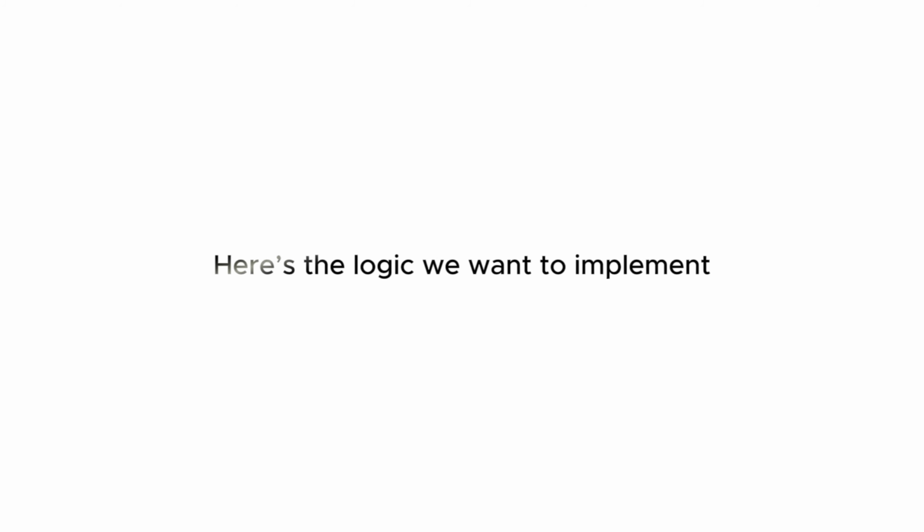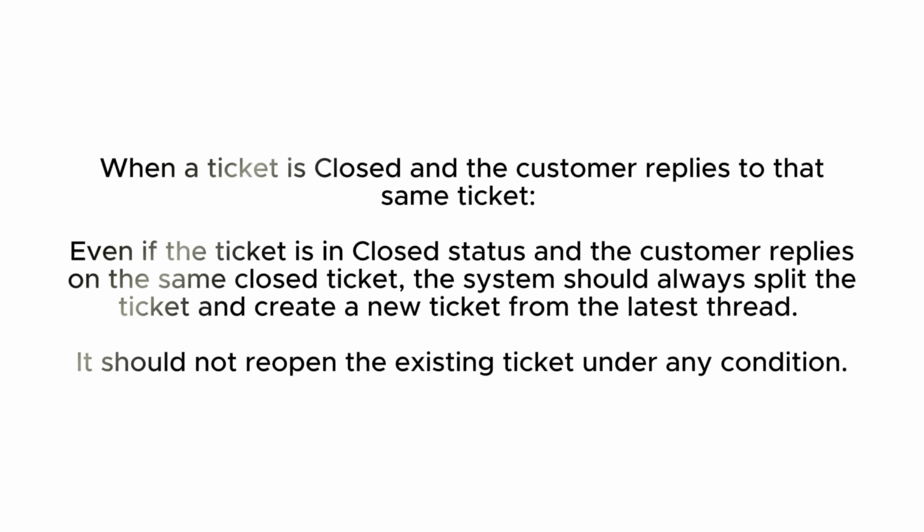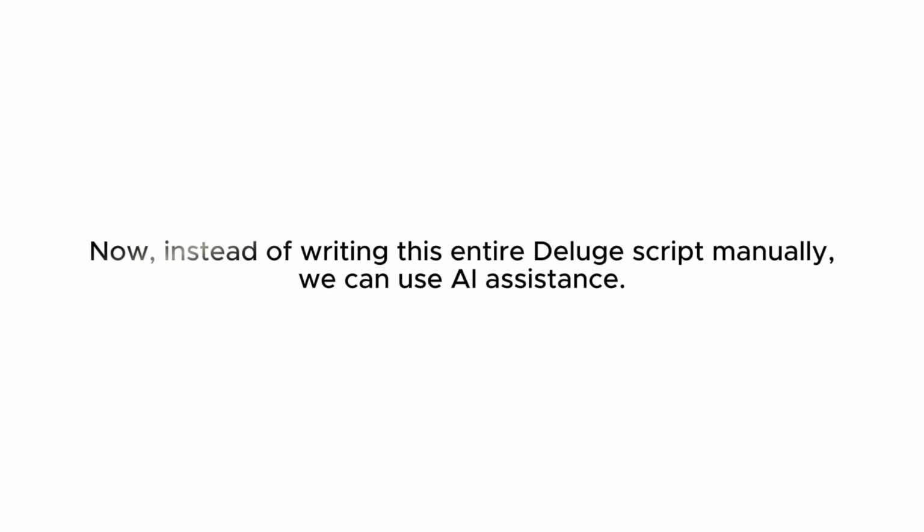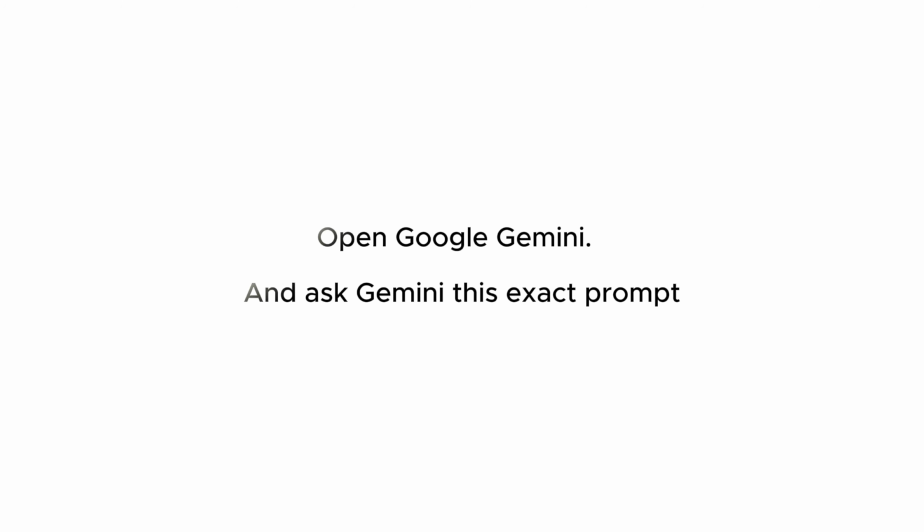Here's the logic we want to implement. When a ticket is closed and the customer replies to that same ticket, even if the ticket is in closed status and the customer replies on the same closed ticket, the system should always split the ticket and create a new ticket from the latest thread. It should not reopen the existing ticket under any condition. Now, instead of writing this entire Deluge script manually, we can use AI assistance. Open Google Gemini and ask Gemini this exact prompt.